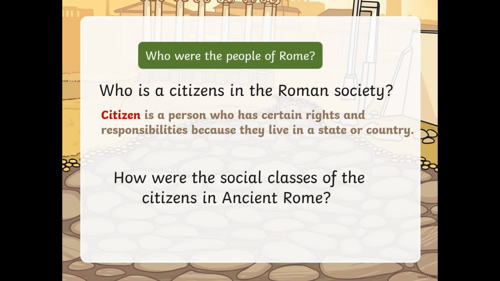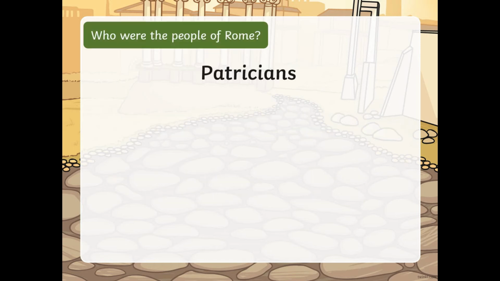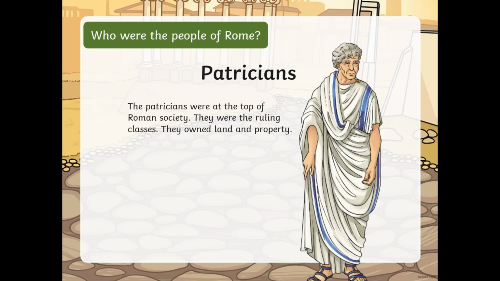Now, how were the social classes of these citizens in ancient Rome? Were they all the same? Were they treated equally? Or did they have different social classes? Well, first we have patricians. Patricians were at the top of Roman society. They were the ruling class. They owned lands and property. So patricians were very, very wealthy, were on top of Roman society, and they ruled Rome.